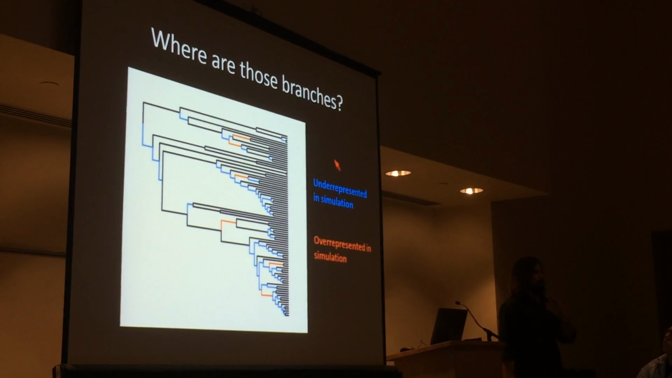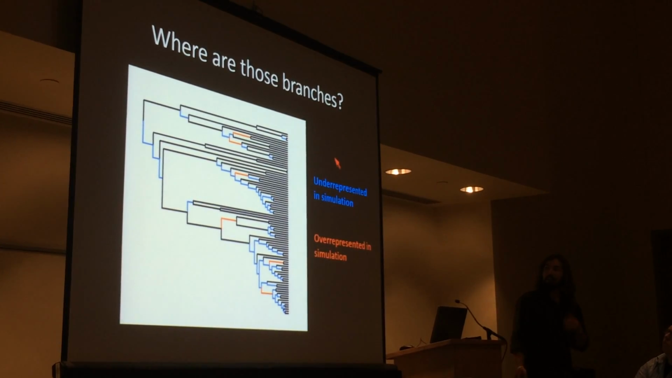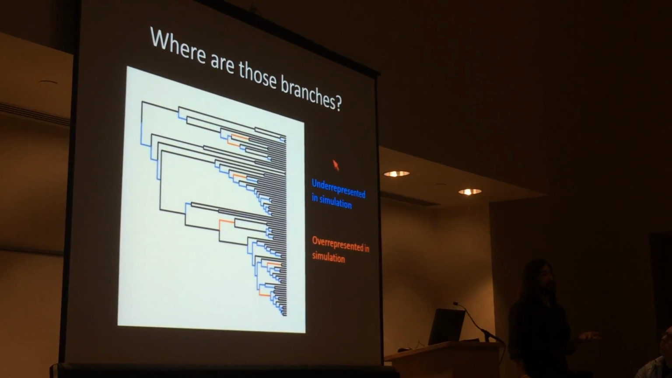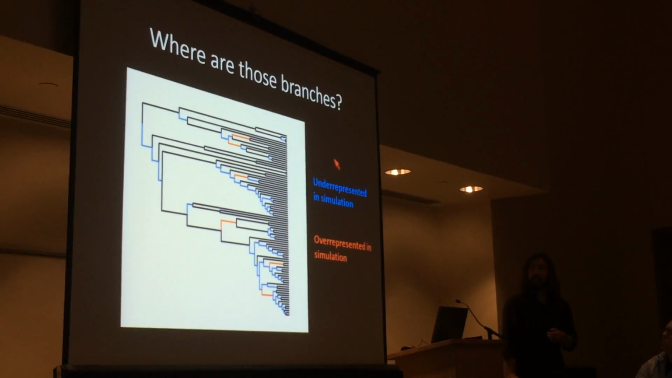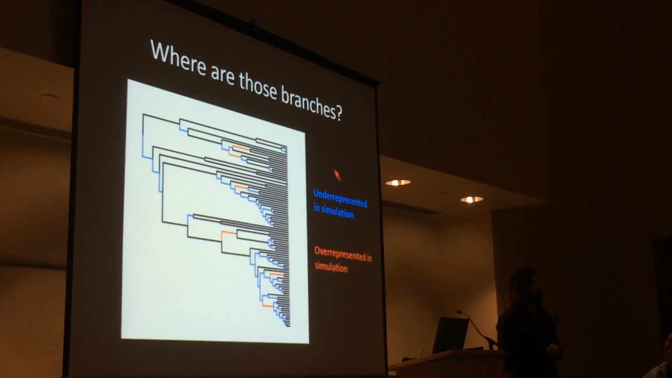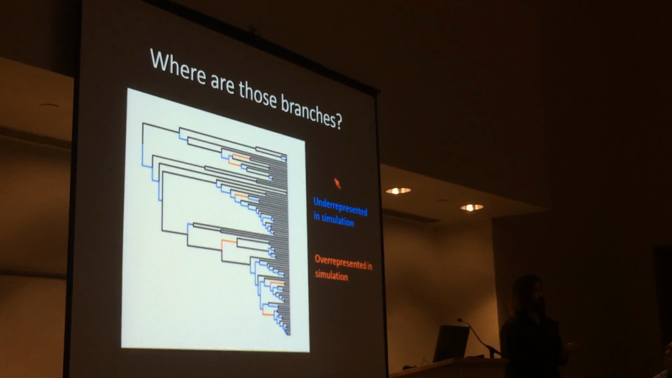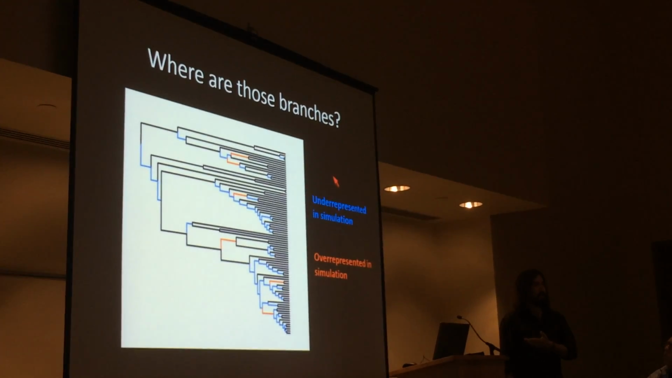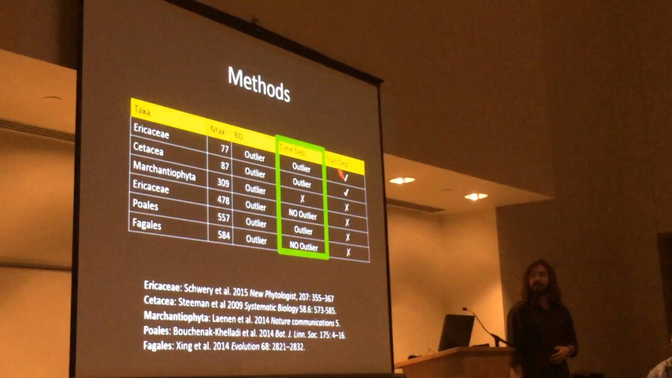Now, here to kind of give you an idea of which branches those are, this is one of the empirical trees, and the blue branches are underrepresented in the simulation, and the red ones are overrepresented in the simulation. And interestingly, what we see in this case here is something that Tanja Stadler has described already in one of her recent papers, and it's that our simulated trees tend to be less unbalanced than our real trees.